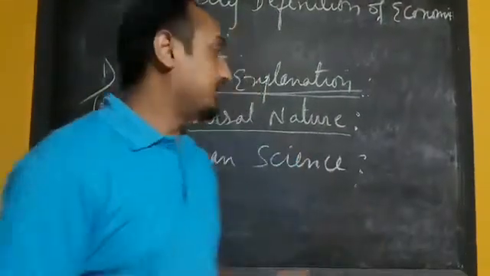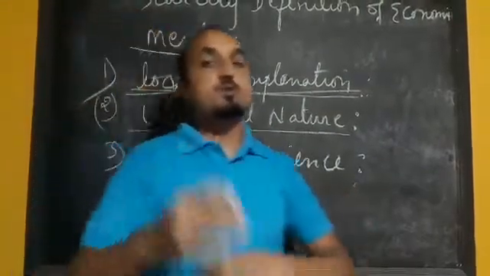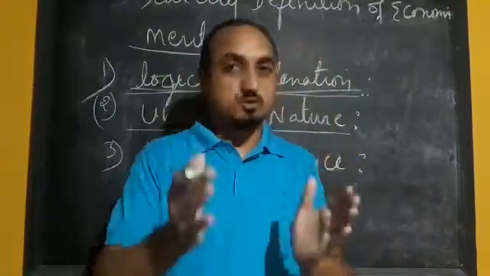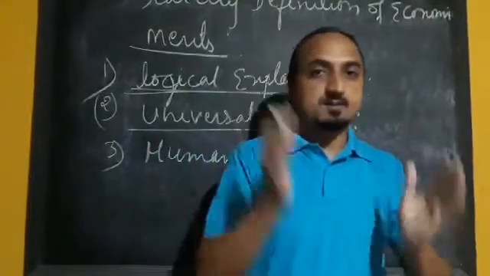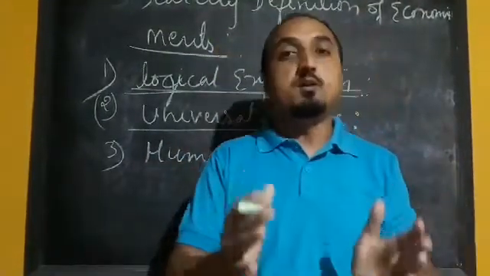Now the third merit we have is human science. According to the other economists, economics is a social science, but according to Professor Robbins, economics is not a social science, it is a human science.